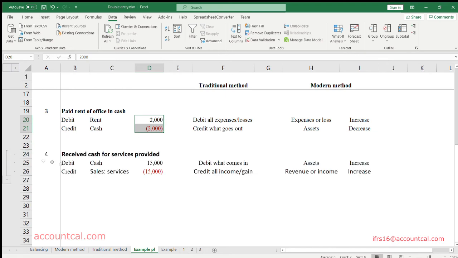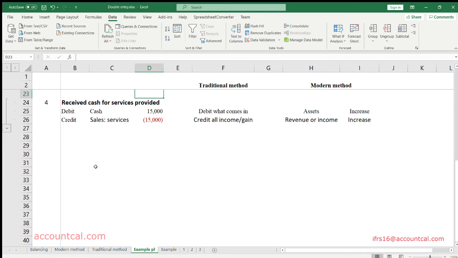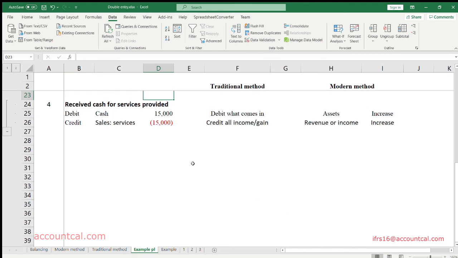Let's understand the other side, income. Suppose we have provided some services. So entry number 4 we will discuss now. We have discussed the rent before and what the entry should be for rent. Now we will discuss what the entry should be for a revenue item. Suppose we have provided some services to somebody and we have received cash of 15,000 for that.